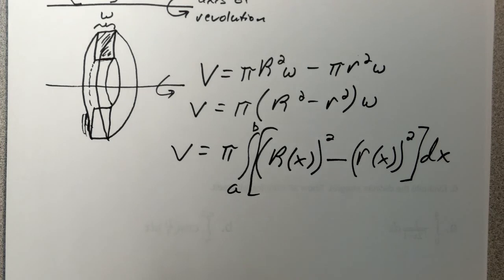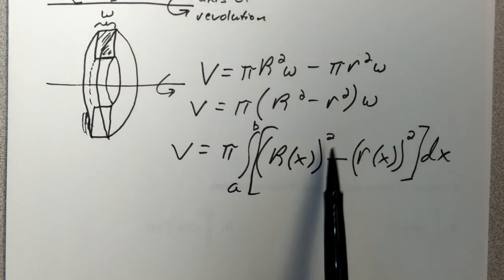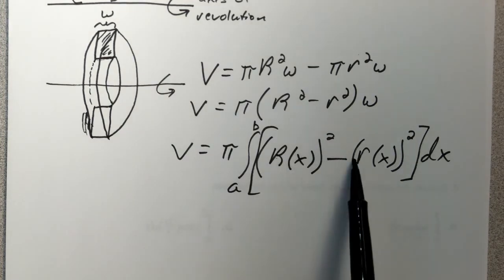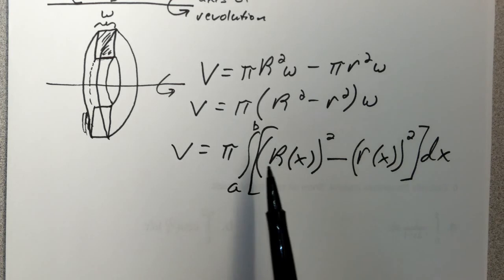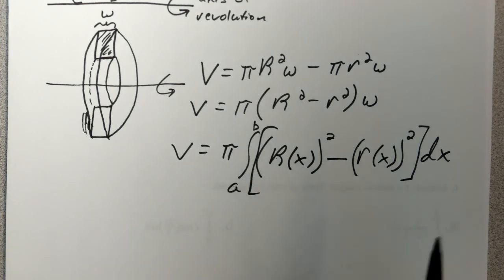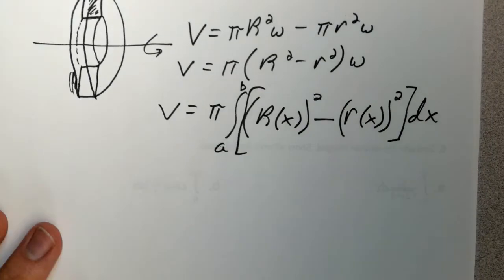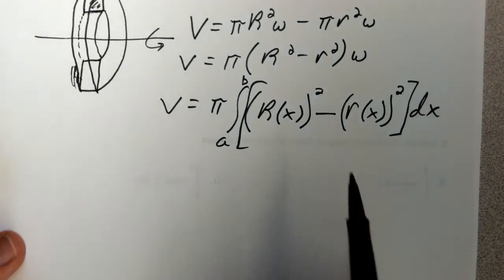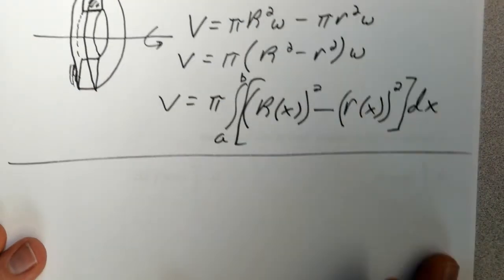And that's what I was saying. If you go around a vertical axis, all of it's the same, capital R, lowercase r, but everything is in terms of y, and you go from bottom to top. You go from c to d. All right, so I'm not going to write that all out because it's similar to the disk method, except that the formula changes. So, first example.